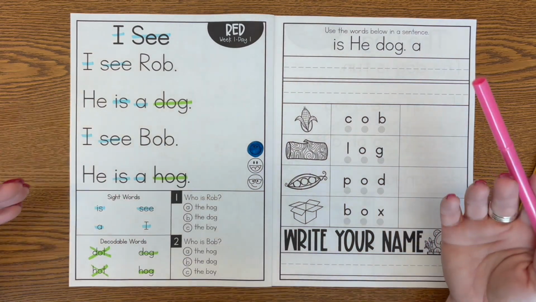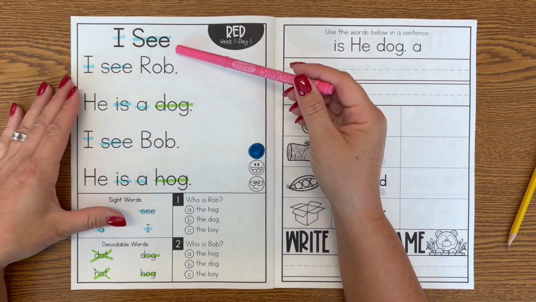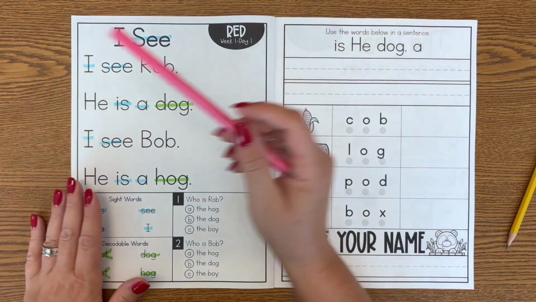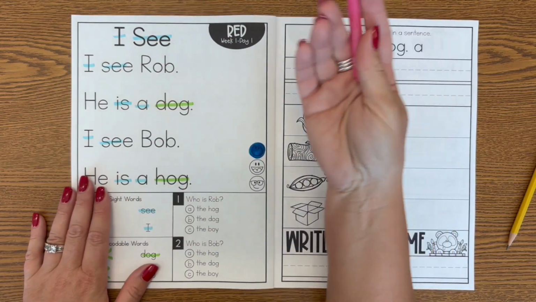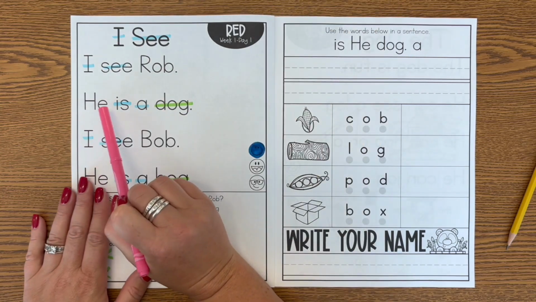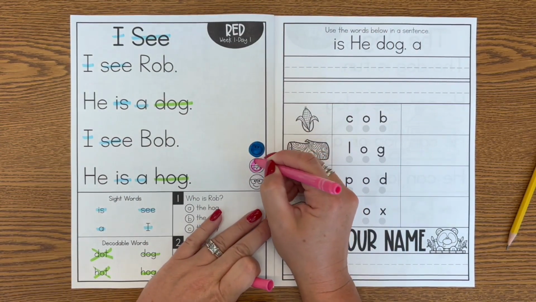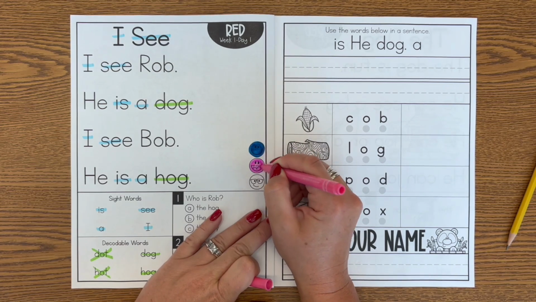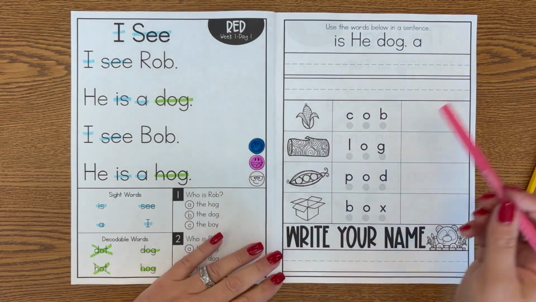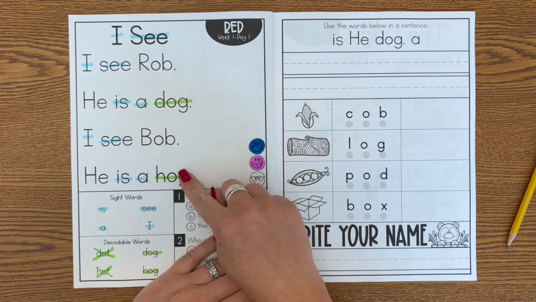Then you can decide what is a good way to read. So for example, sometimes I have students echo me. So I might say, I see, and wait for them. Rob, wait for them. He is, wait for them, and then color in the next smiley face. But then there are times where that's just too boring, especially the further you get into this, they're able to read some of these things.